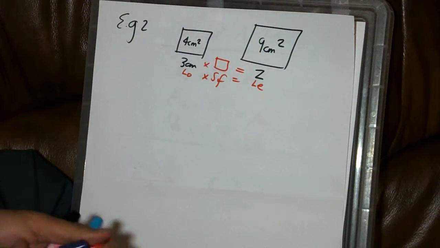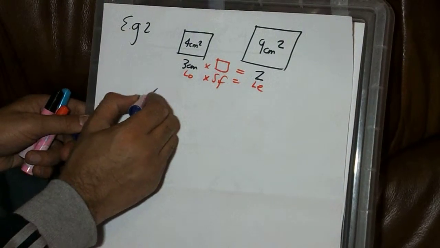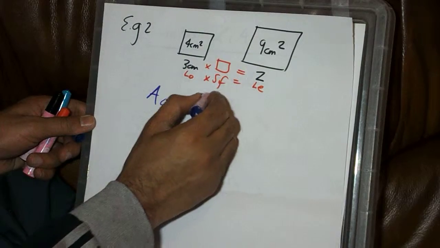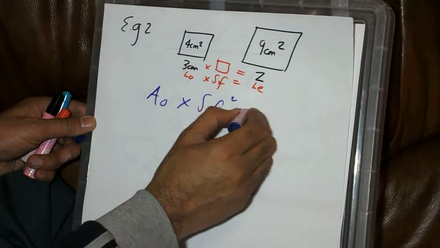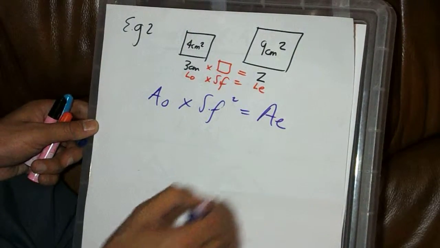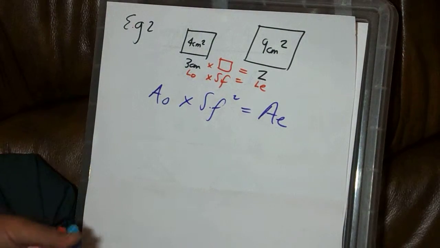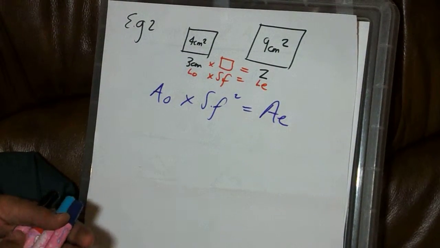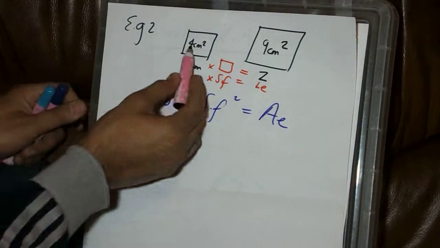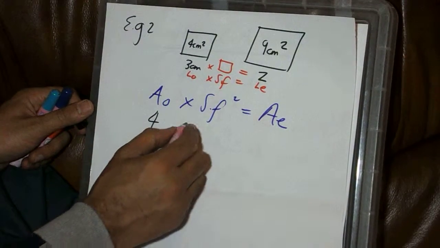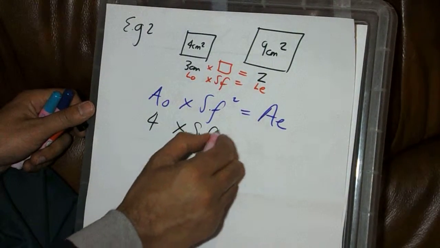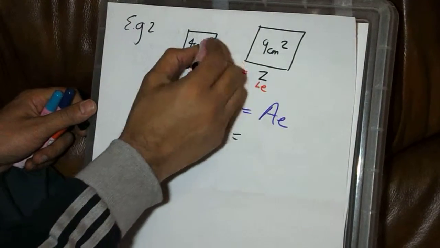Now the formula for areas is this: area of the original times the scale factor squared is equal to the area of the enlarged. Now the area of the original here, if you look over here, is 4 centimeters squared. So 4 times the scale factor squared is equal to 9.